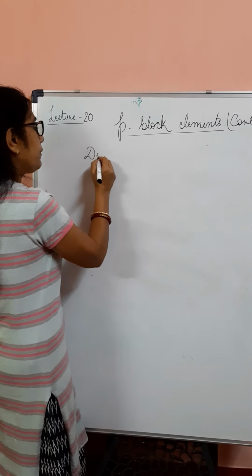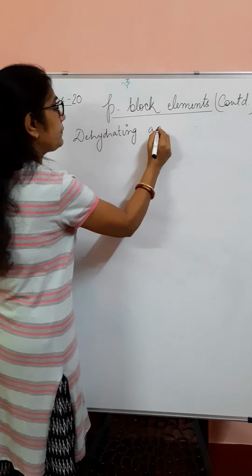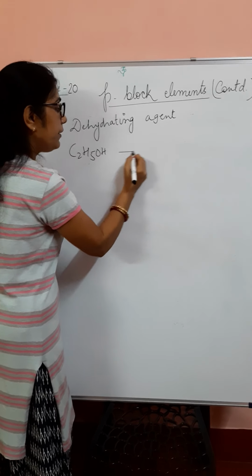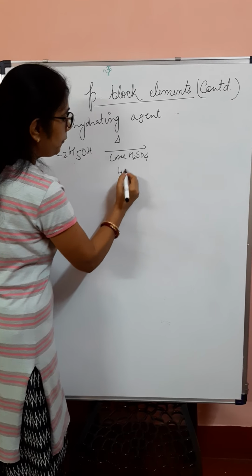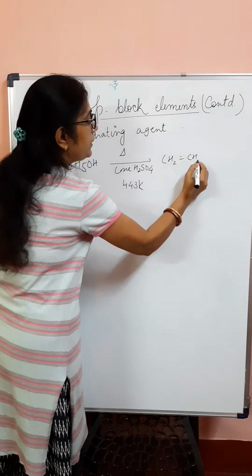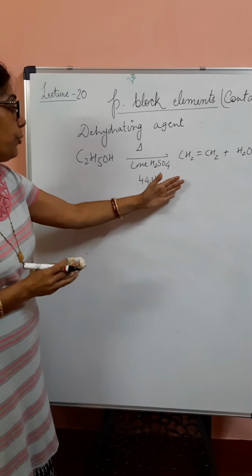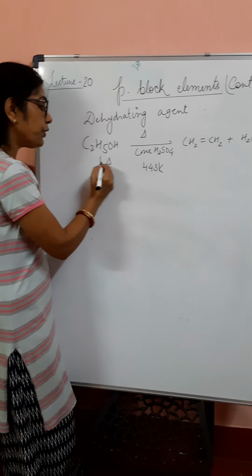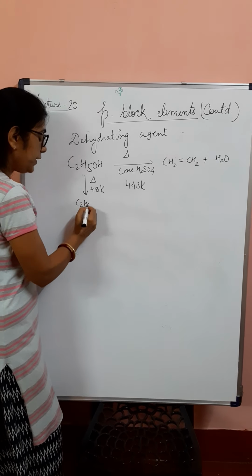And if you remember organic chemistry, when alcohols are heated in the presence of conc H2SO4 at 443 Kelvin, they lose a water molecule and we get ethene. So alcohols are converted to alkenes by losing a water molecule. It acts as a dehydrating agent. Similarly, when alcohols are heated with conc sulfuric acid at 413 Kelvin, upon dehydration, it forms ether.